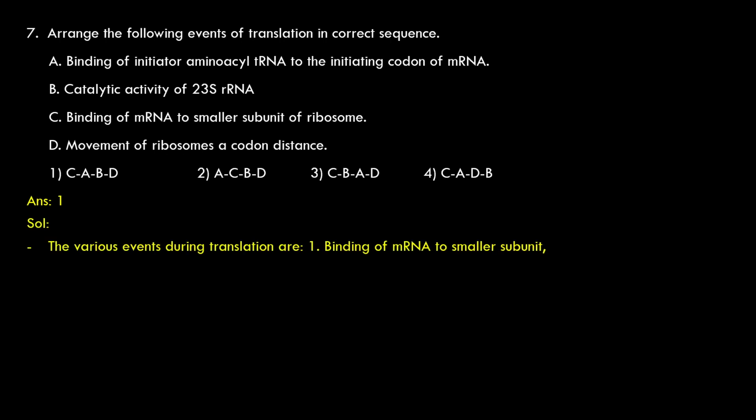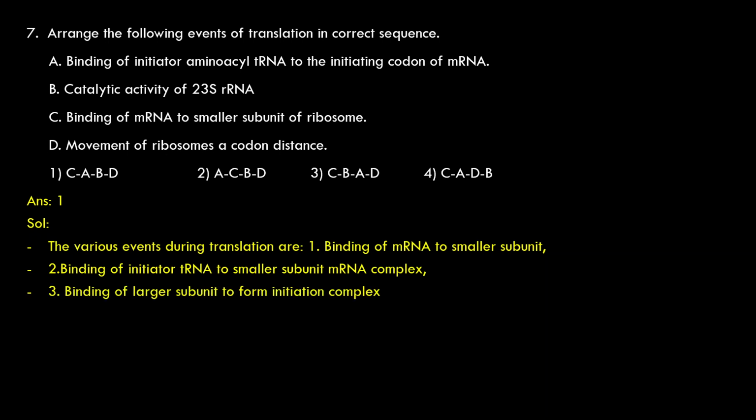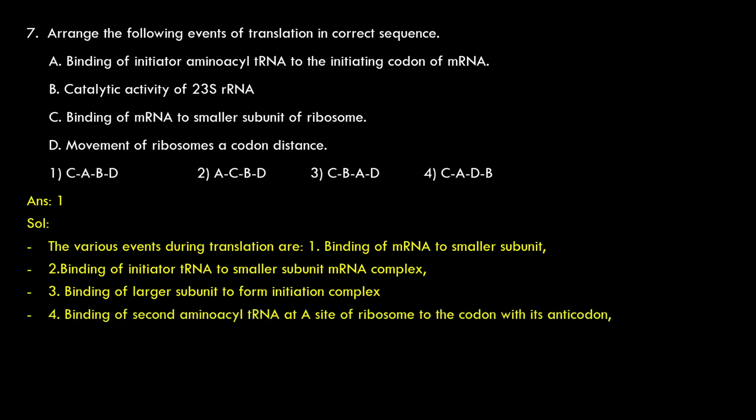The various events during translation are: number one, binding of messenger RNA to the smaller subunit, binding of initial transfer RNA to the smaller subunit-messenger RNA complex, and binding of the larger subunit to form the initiation complex. So this is also initiation. Binding of the second amino acid transfer RNA at the A site of the ribosome to the codon with its anticodon. This is the first step in elongation.